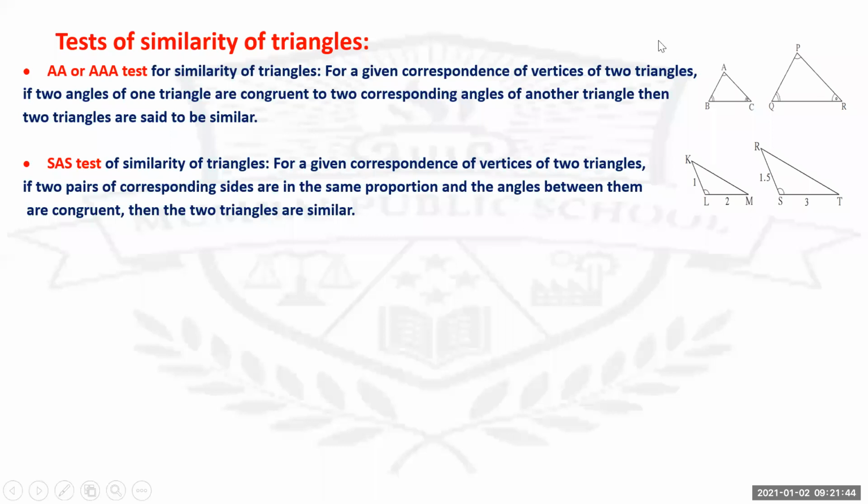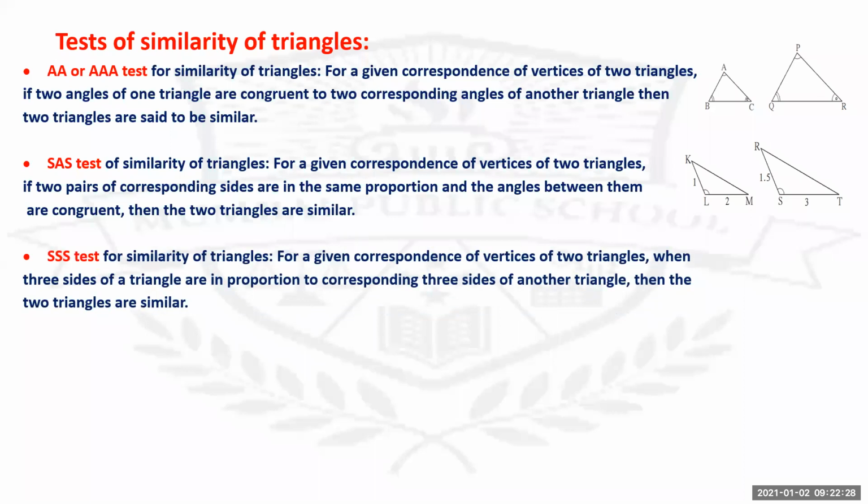Now remember this, check this angle, it should be in between the two sides. These are the two sides which we are going to take. This angle should be between the two sides. If you are taking this pair of angles, K and R, and you are taking these two sides, then you cannot prove it by the side angle side test. If you want to prove it by the side angle side test, the angle should lie between the two sides.